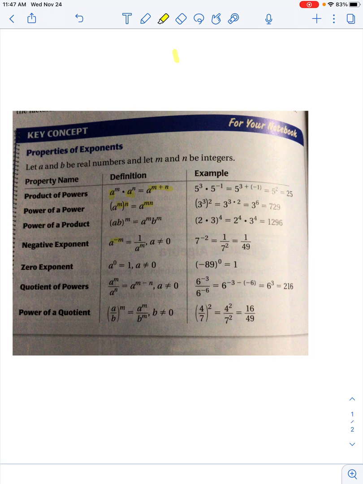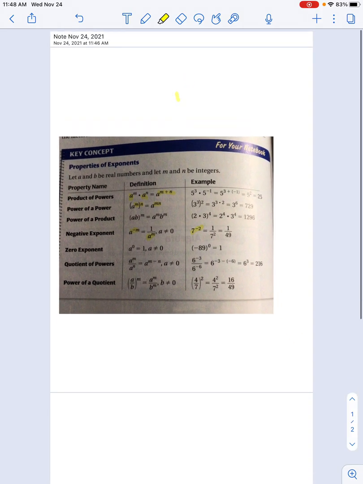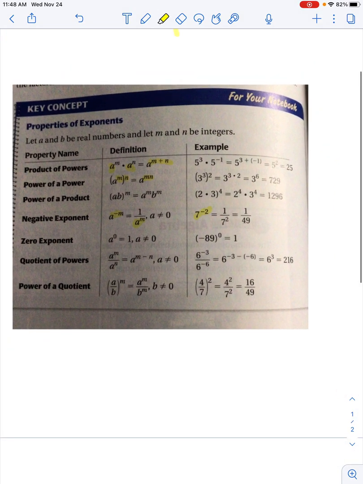Negative exponents, remember, anytime your exponent is negative, you're going to move it down into the denominator, because a negative exponent is actually getting smaller. So 7 to the negative 2 is really the same thing as 1/49th. It's getting smaller and smaller and smaller. Any number to the 0 power equals 1.